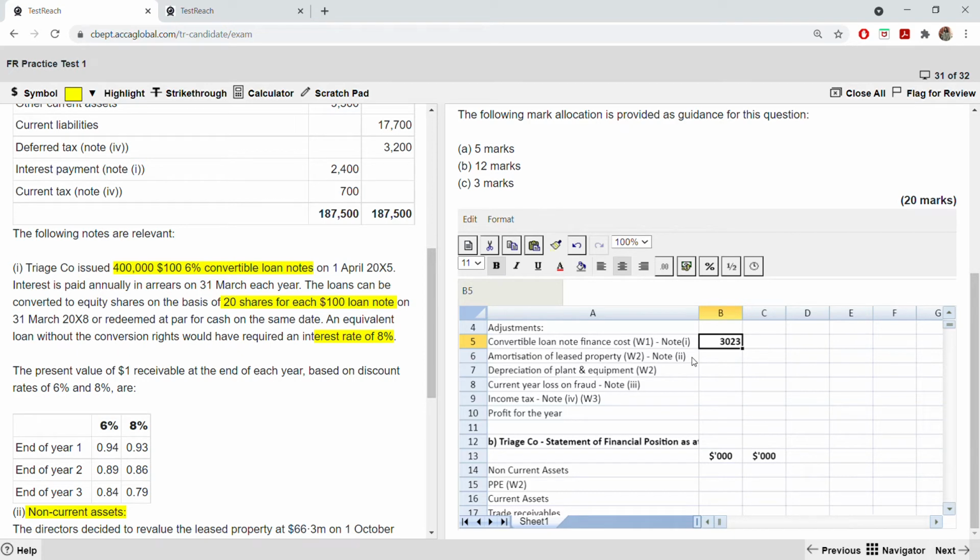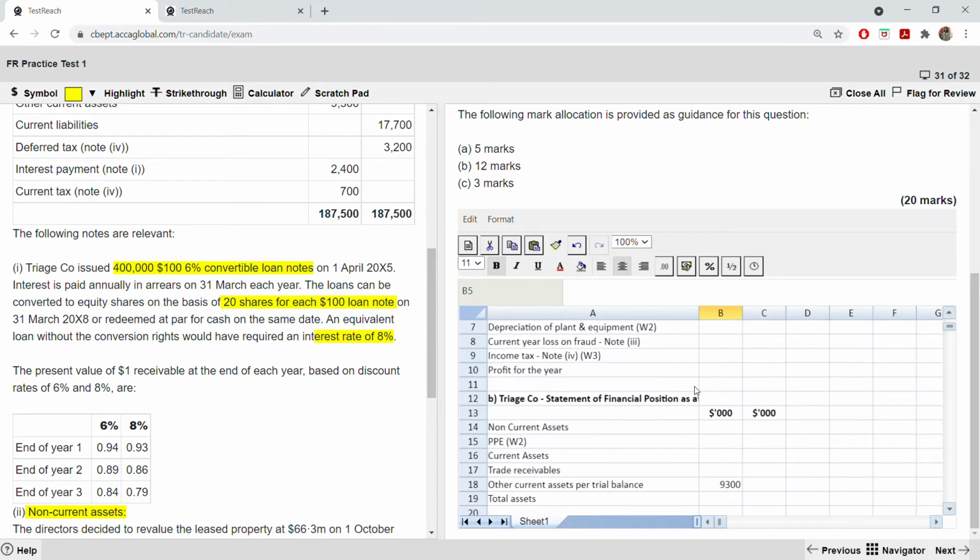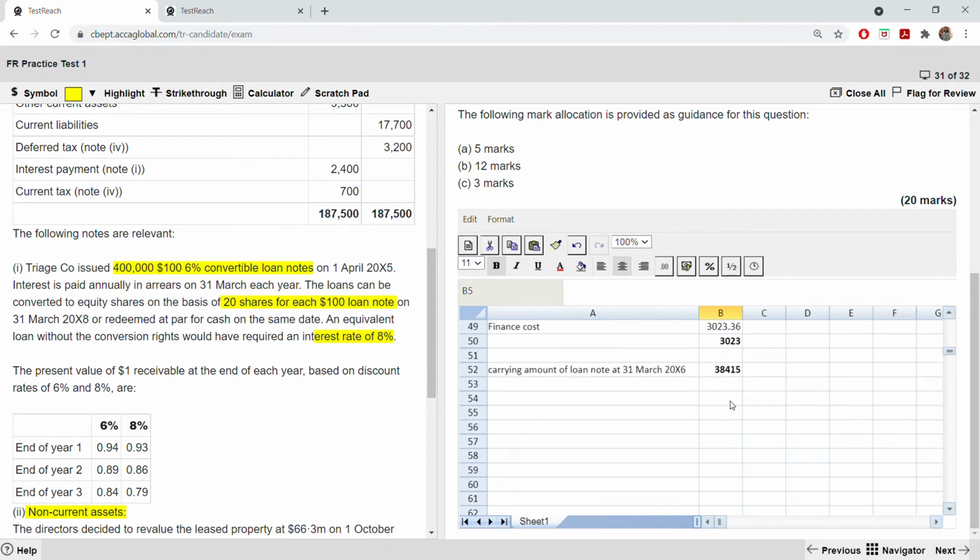So I have taken this one there, okay? Do I need to paste this answer anywhere else? No. What is the next one? The carrying amount of the loan, 38415. So where do I need to take this? This I need in the balance sheet.